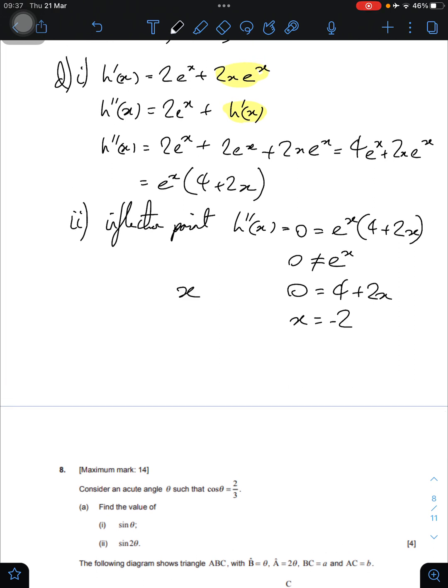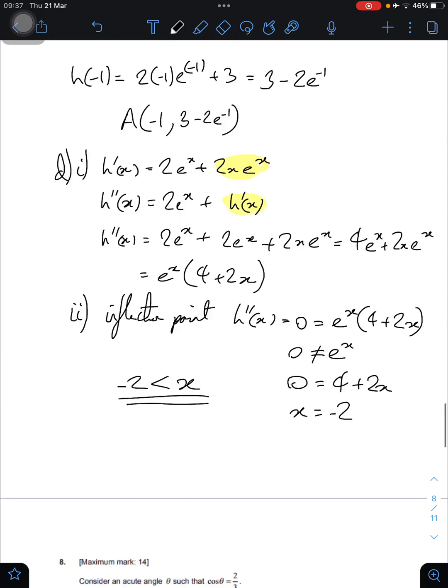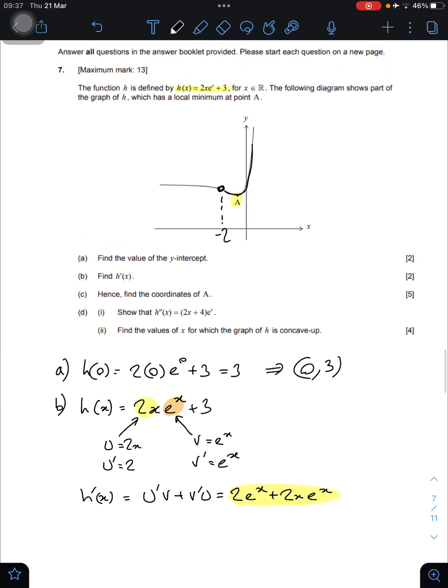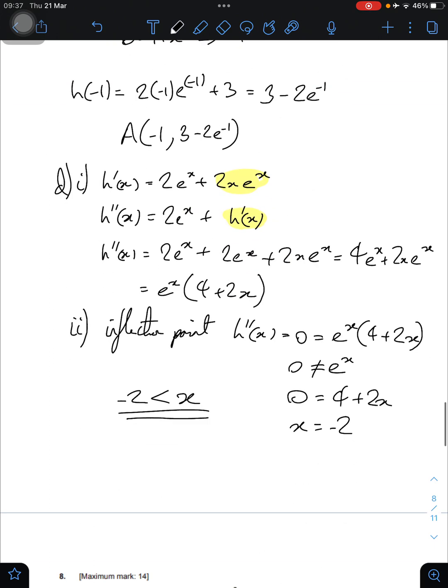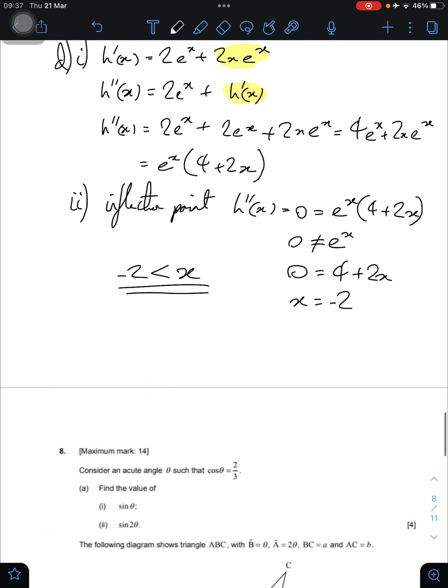In reality, all you need to do here is write down that x is greater than minus 2. And if you think about that on your graph, well, from that point onwards, it's going to go up, because it's neither concave up nor concave down at an inflection point. And so just in future, note that it's a strict inequality.